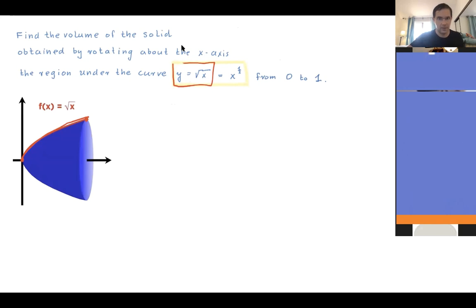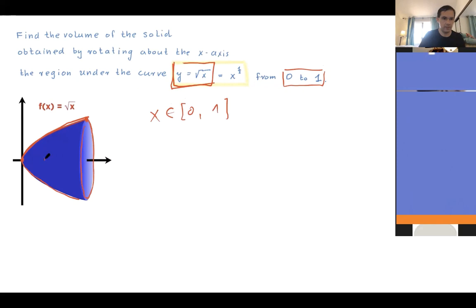So let me just say very quickly what we did. The function was y equals square root of x, and let's say I consider this function for x's between 0 and 1. For example, I can do from 0 to 7 and so on. Just for example, consider this function for x's between 0 and 1. And when you do the revolution of this function about the x-axis, then you get a three-dimensional solid, which looks something like this.